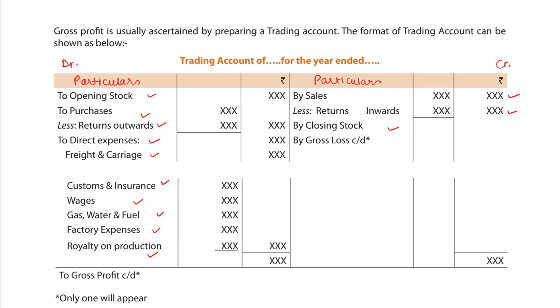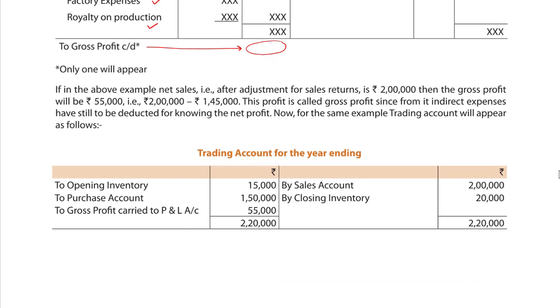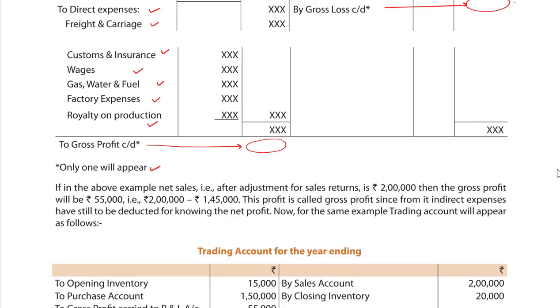If the balancing figure is on the credit side, it would be gross loss. If it would be the debit side, it would be the gross profit. Either there would be gross profit or gross loss. Only one will appear.